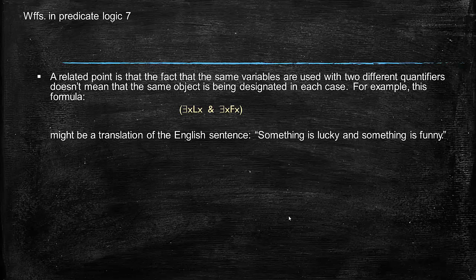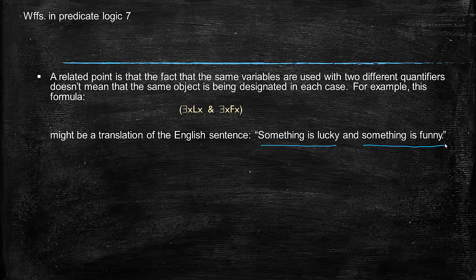So a somewhat related point is the fact that the same variables are used with two different quantifiers doesn't mean that the same object is being designated in each case. Now, I've said this before in an informal context, so let's just make it clear in this formal context. If I have a statement like this, there exists an x, Lx, and there exists an x, Fx, that might be a translation of something like this. Something is lucky and something is funny.